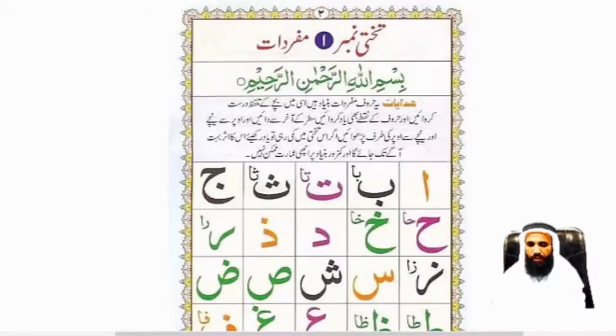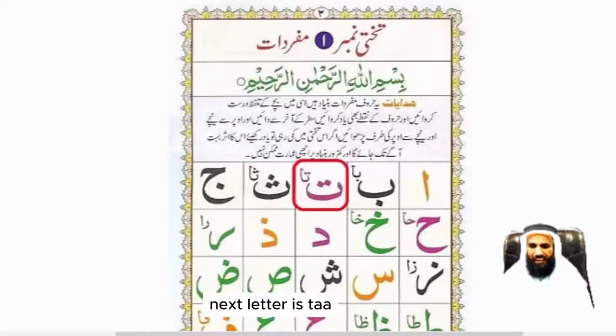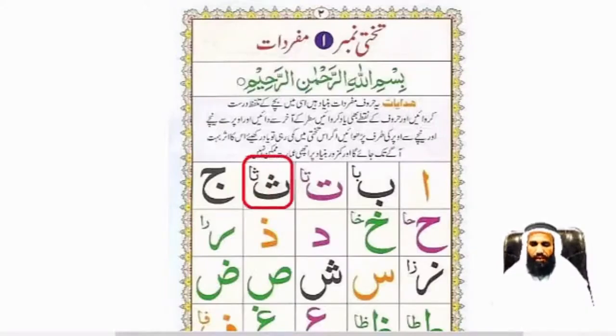Alif. The next letter is Ba. Next letter is Ta. Sa. Jim.